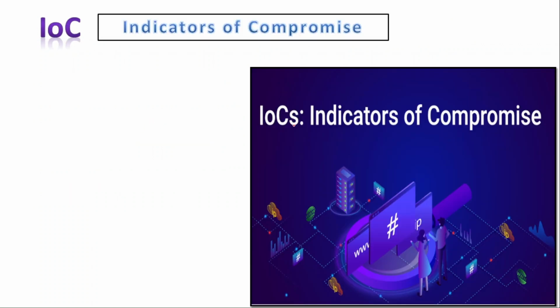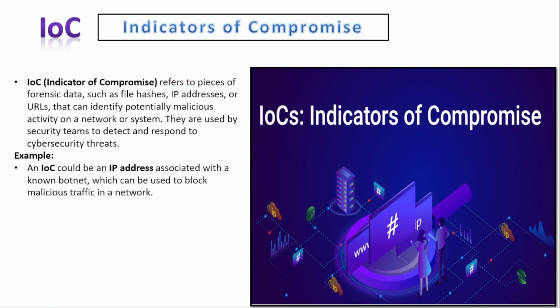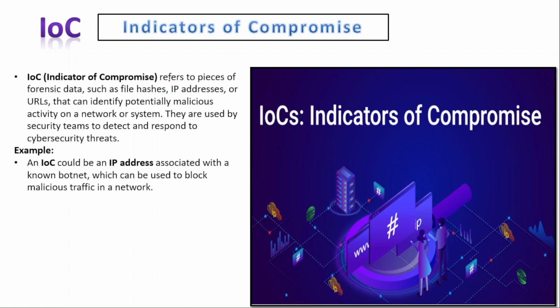IOC, that is Indicators of Compromise. IOC, indicator of compromise, refers to pieces of forensic data such as file hashes, IP addresses, or URLs that can identify potential malicious activity on a network or system. They are used by security teams to detect and respond to cybersecurity threats. Example, an IOC could be an IP address associated with a known botnet, which can be used to block malicious traffic in a network.